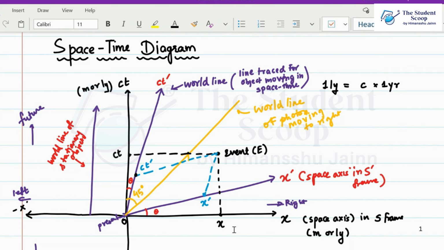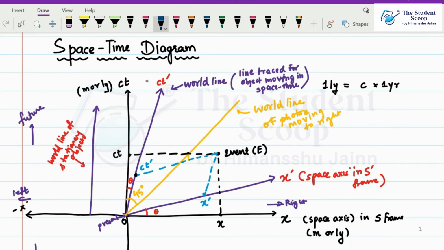Hello everyone. In this video, we are going to cover the second part of the relativity chapter, that is the space-time diagram. And we are going to learn everything related to the space-time diagram along with how to apply it in certain problems. Okay. So in front of you is a space-time diagram. We will try to break it down as simply as possible.